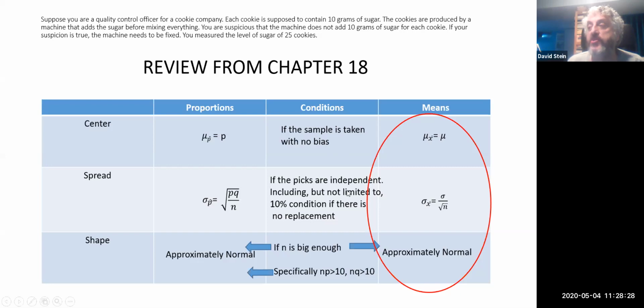And that's true if the picks are independent. That means if we're sampling, the 10% condition has to be met. But in general, it has to be independent. And then we learned the central limit theorem, which told us that this sampling distribution of means will be approximately normal if n is big enough. And we're going to use these three ideas now as we go ahead and talk about chapter 23.